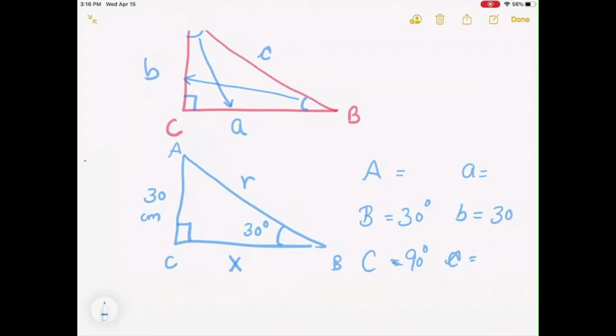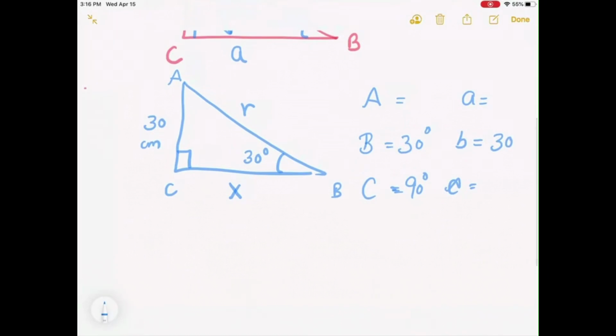In order to solve for the missing information, the easiest thing you could do is solve for the third angle. I know angles C and B, so I can add these two and take it away from 180. Or you already know A and B add up to 90, so that could be another way. So I know this is going to be 60 degrees. Once you have this third angle, now we need to solve for the side lengths.